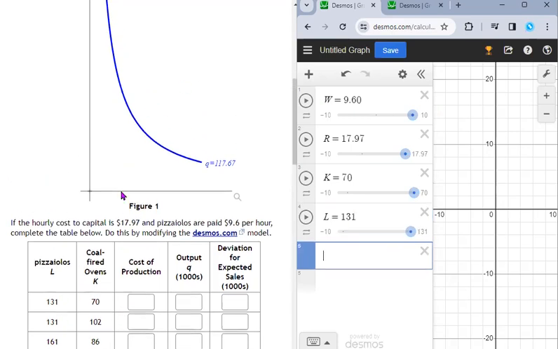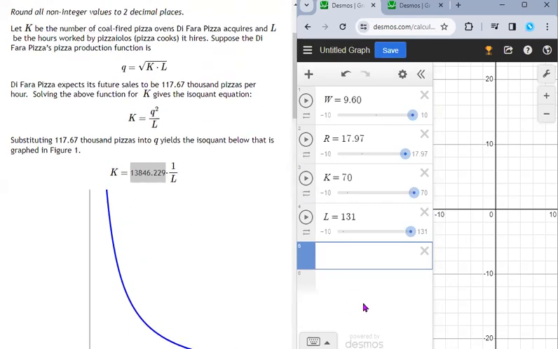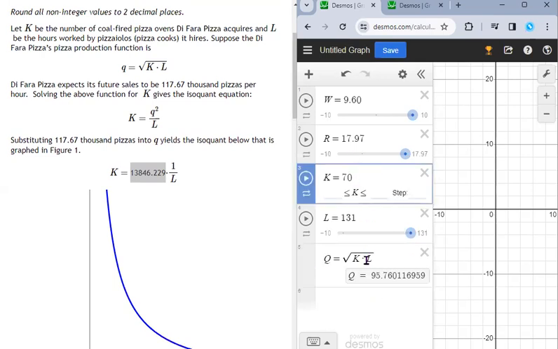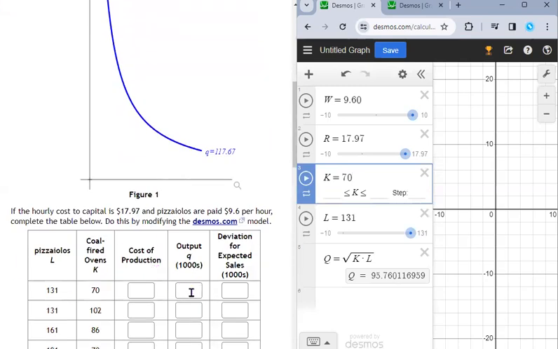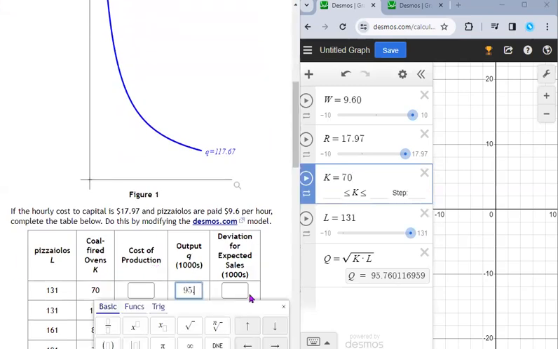Now we need the production function. The production function says Q equal to square root of K times L, right? So notice that Desmos automatically substitutes this value into here and this value into here, right? And we get a number 95.76. So my output is 95.76.